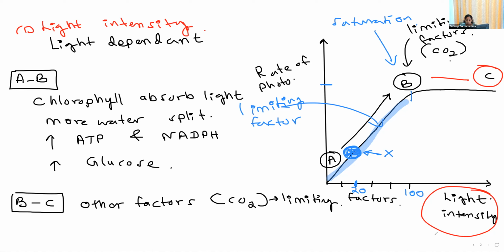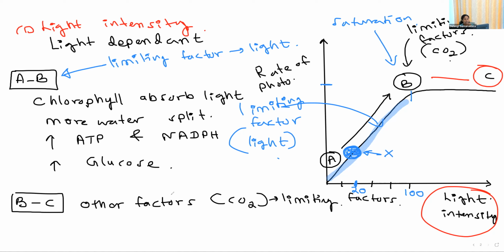Right? So in this example, light intensity is limiting, so the rate of the reaction is less from A to B. But from B to C, you can see other factors like carbon dioxide limiting. So that's why the rate of the reaction is constant. So I'm going to write down again, A to B, the limiting factor is light. B to C, it could be any other factor other than the x-axis. Is this clear? I'm just saying the same thing.